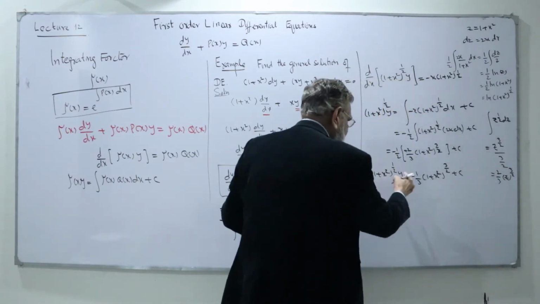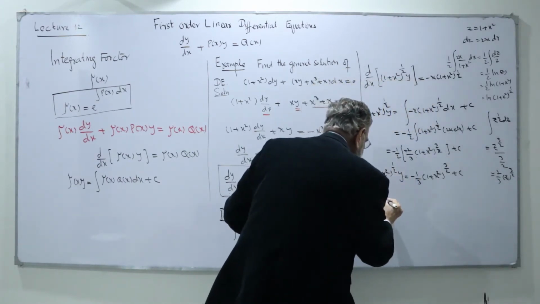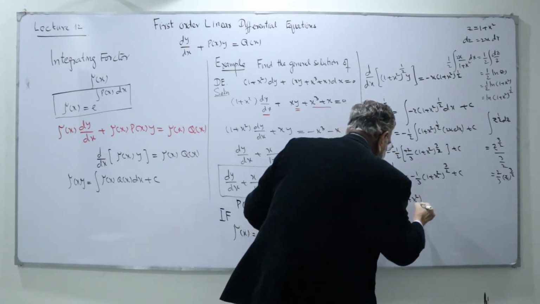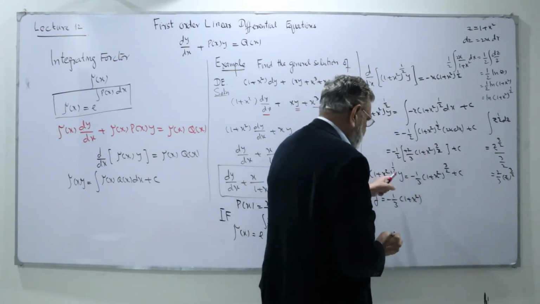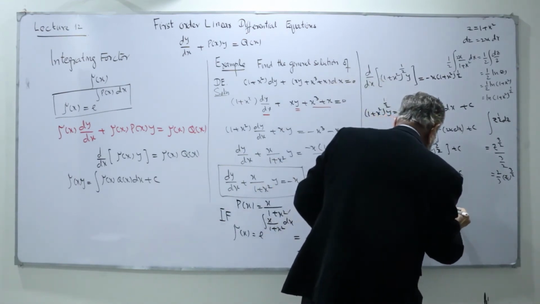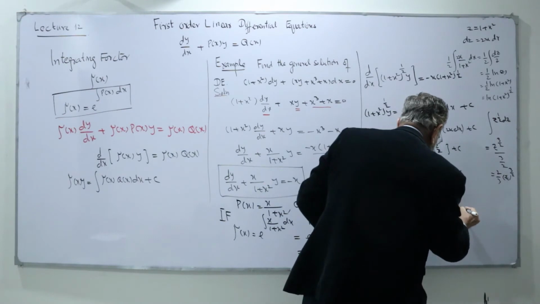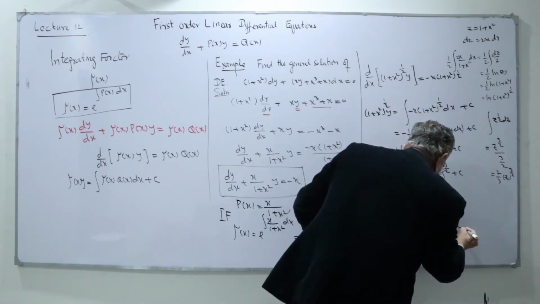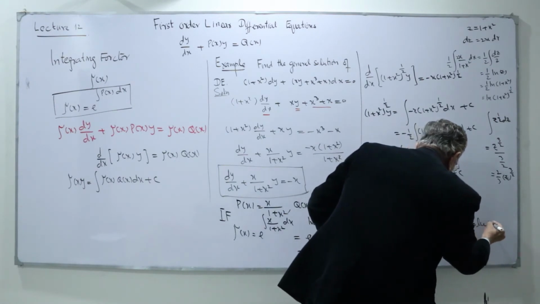To find the value of y, I divide by this factor. I get y is equal to minus 1 by 3 times 1 plus x square into 1 plus x square to power 1 by 2. They are cancelled. Then plus c over 1 plus x square to power 1 by 2. And this is my general solution of the differential equation.